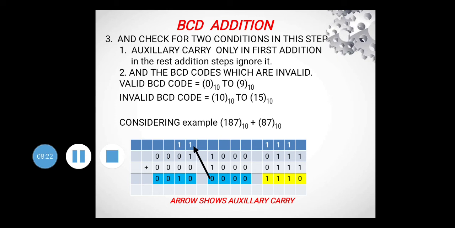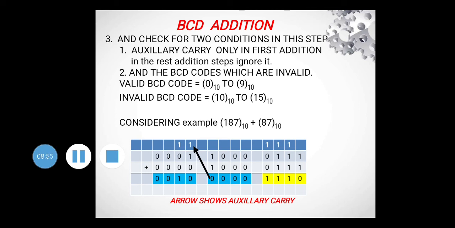Then 0000, it is also a valid BCD number. But 1110, which is highlighted, is not a valid BCD number. So there are two things in the first step: auxiliary carry and invalid BCD numbers. Wherever an invalid BCD number is there, in the next addition step you are going to add the binary number 0110, that is 6, to that invalid BCD number.